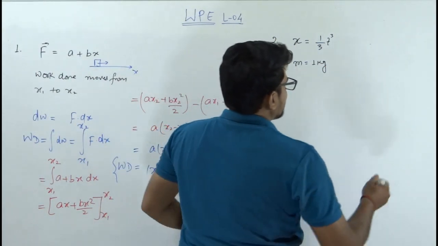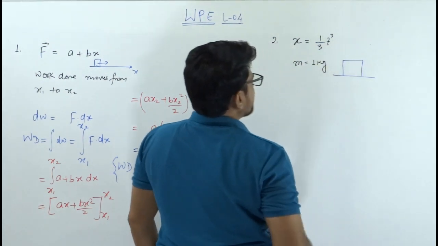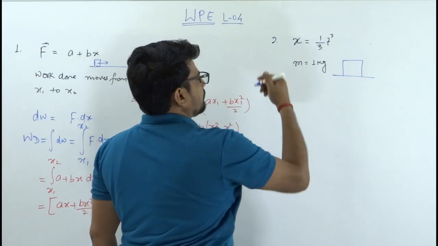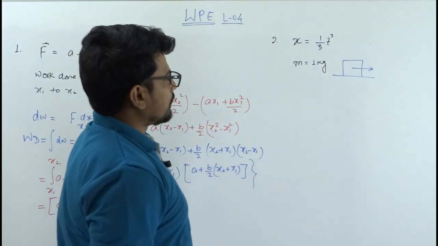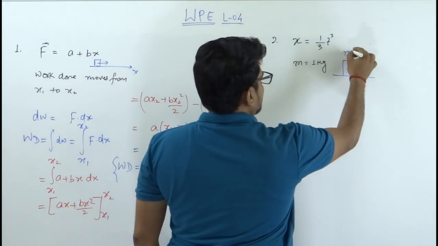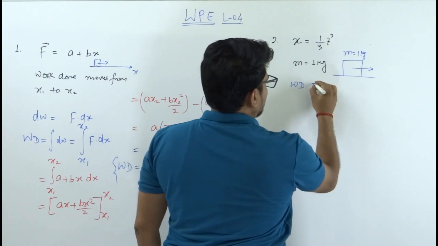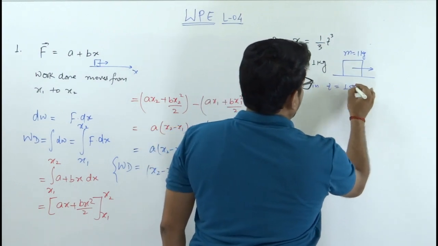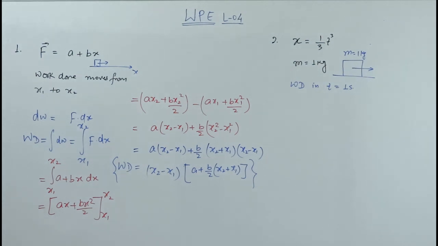So essentially there is a block which is moving and its distance depends upon the time. Its mass is equal to 1 kg. You have to find the work done in t is equal to 1 second. All good? Chalo. Now let us try this out. इसको करते हैं ना जी.